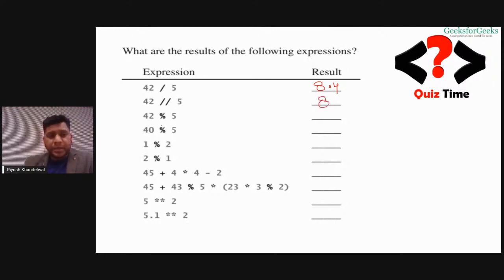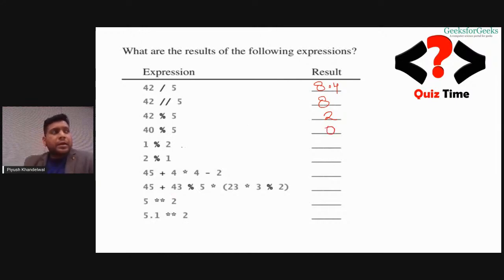I hope you're getting this. Then we have 42 mod 5. 5 8s are 40, remainder is 2. So mod will give me the remainder. 42 mod 5 will give me 2. 40 mod 5: 5 8s are 40, remainder is 0. So 40 mod 5 will give me the answer 0.